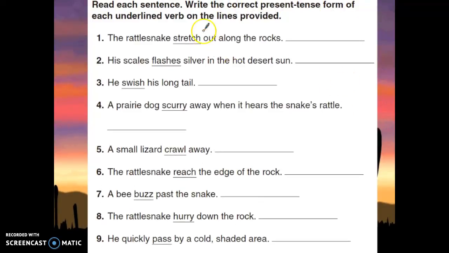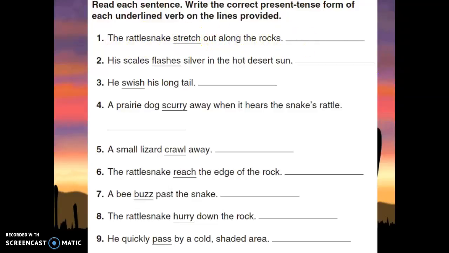It says, read each sentence. Write the correct present tense form of each underlined verb on the lines provided. I'm not going to change the directions on you this time. That's all I want you to do. Okay. I'm going to take a look at the verbs and decide how its spelling needs to change based on the subject. Okay. The rattlesnake stretched out along the rocks.